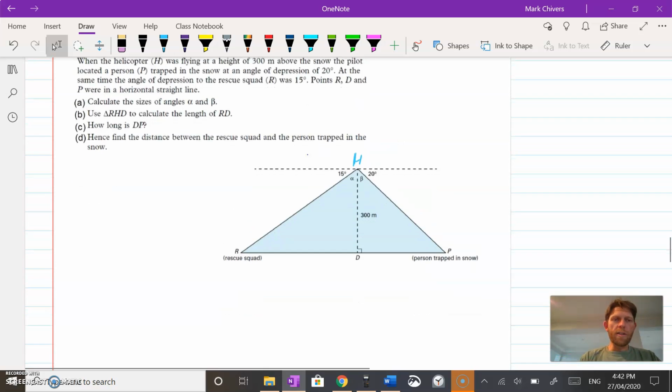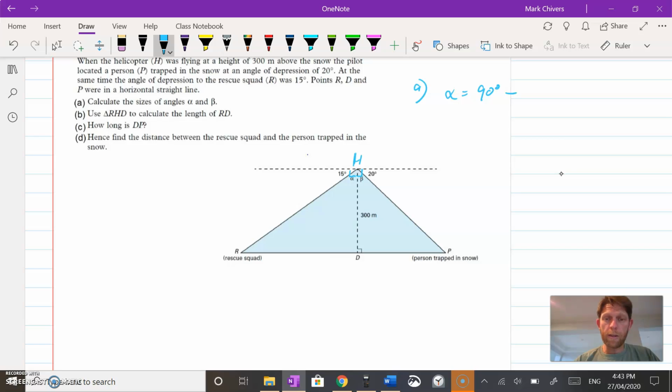So a reasonably easy start here. I'm going to do part A over here. So obviously both of these are 90 degrees. The height from the ground is measured as a perpendicular height. So alpha is just going to be equal to 90 degrees minus 15 degrees. So that's going to be 75 degrees. And beta is going to be 90 degrees minus 20 degrees. So that'll be 70 degrees.